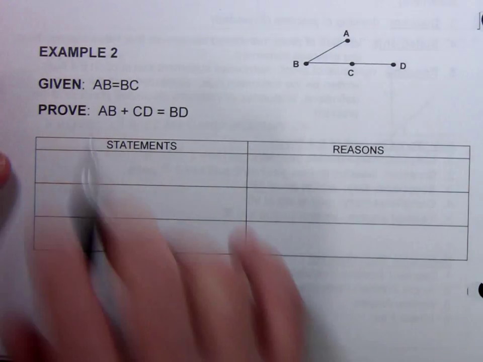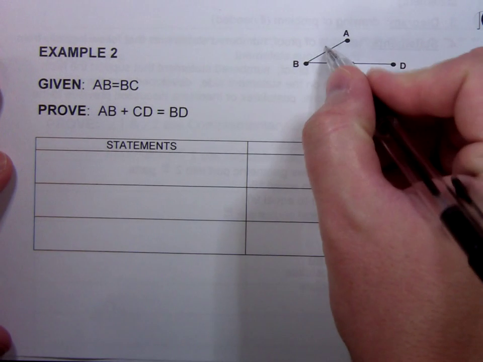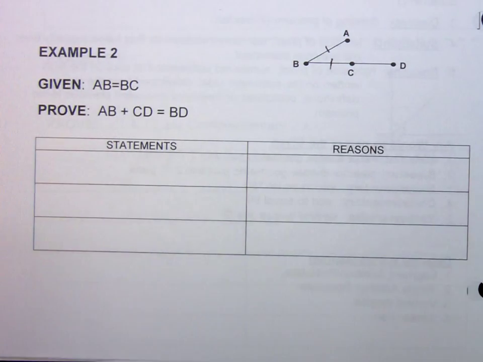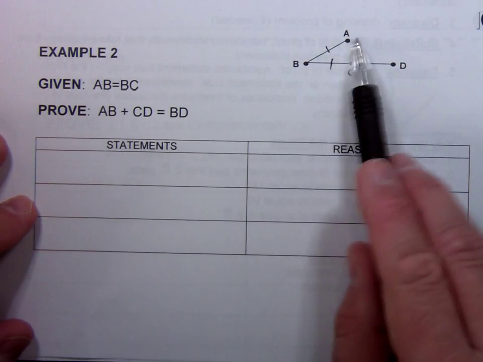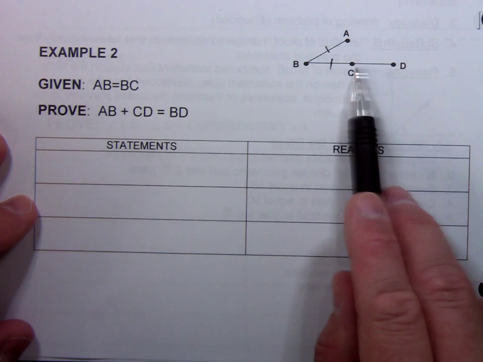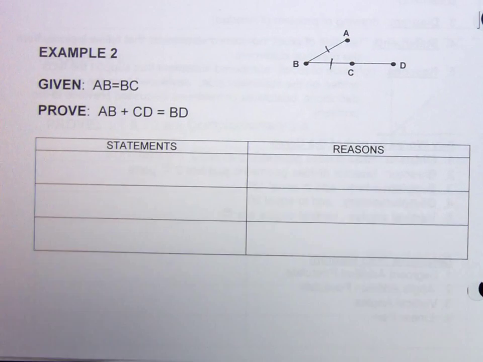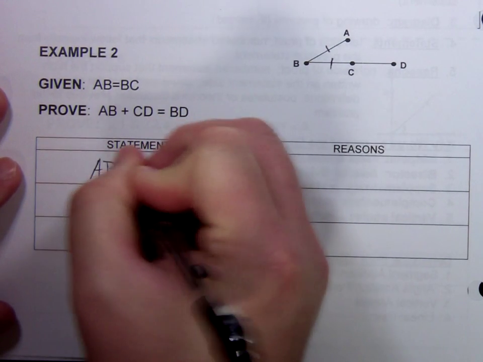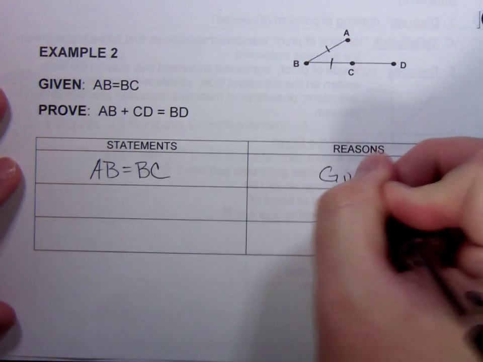All right, it says the distance from A to B is equal to the distance from B to C. So I'm going to go ahead and mark those congruent to each other. And then we want to say that the distance from A to B plus the distance from C to D equals the distance from B to D. That's what we want to prove. So we always start with the given information. So I know this is true because it was given to me.